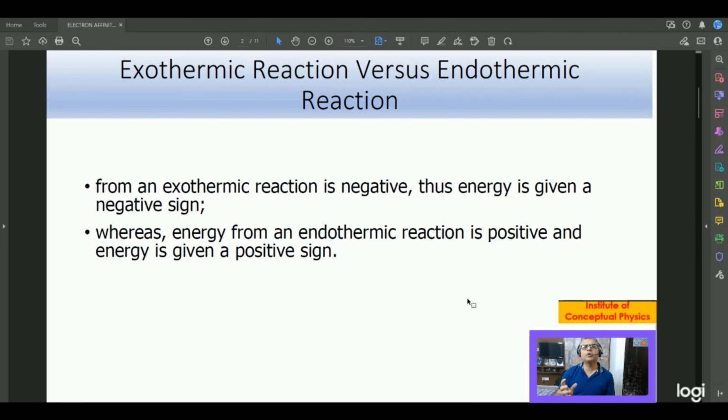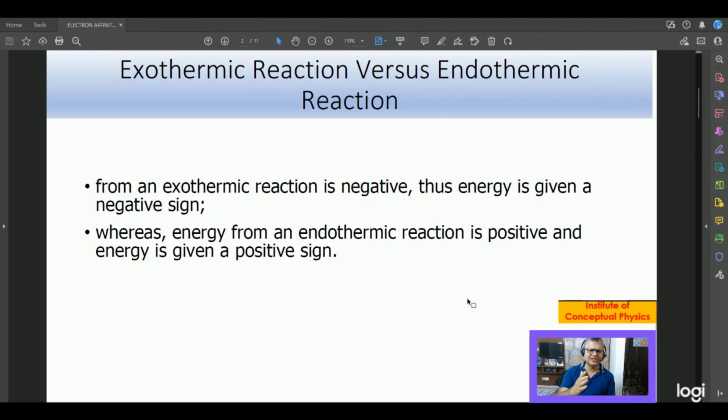Now we have talked about energy now, right? Energy of the atom, per mole or if it's a single atom, changes when it gains the electron. Now we must know what is this change happening. Is it about gaining energy or is it about losing energy? Okay, that is very, very important for us to understand.